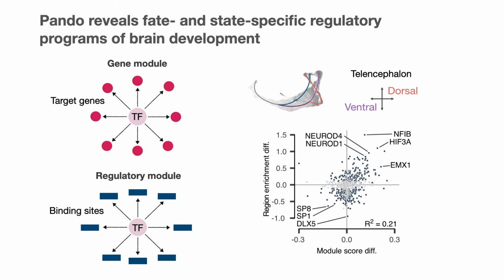On the right-hand side, you can see the differences in module activity between the dorsal and the ventral telencephalon, and we can actually see that the branch specificity is correlated between the gene modules and the regulatory modules. Especially for the dorsal telencephalon, we can now also see some transcription factors whose gene modules and regulatory modules are really highly specific to the dorsal telencephalon.